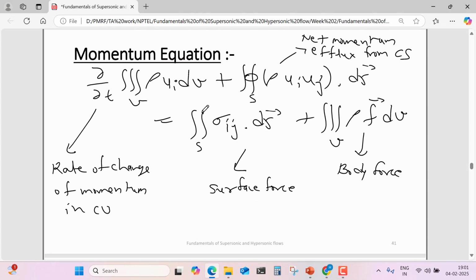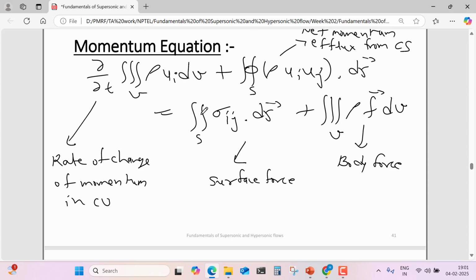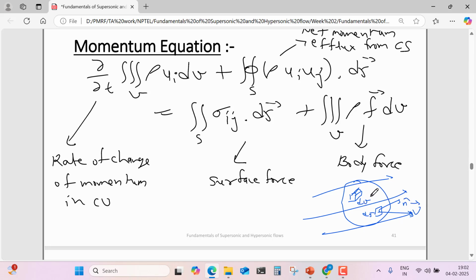Now we will see the momentum equation. Similarly, consider a control volume the same as before; these are the streamlines. This is a small elemental volume dV, and there is one small surface dS with end cap normal, and the velocity is given by v vector. Density is rho. Then the momentum equation is given by this equation.